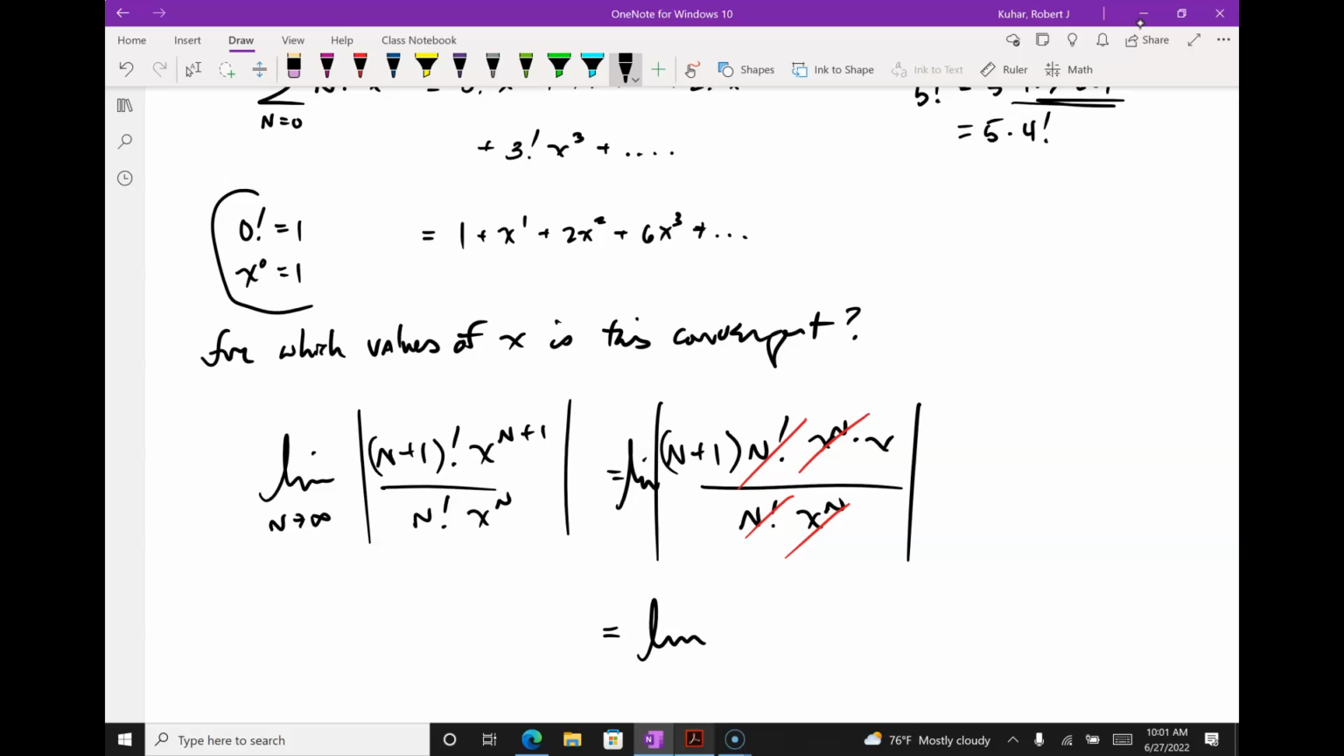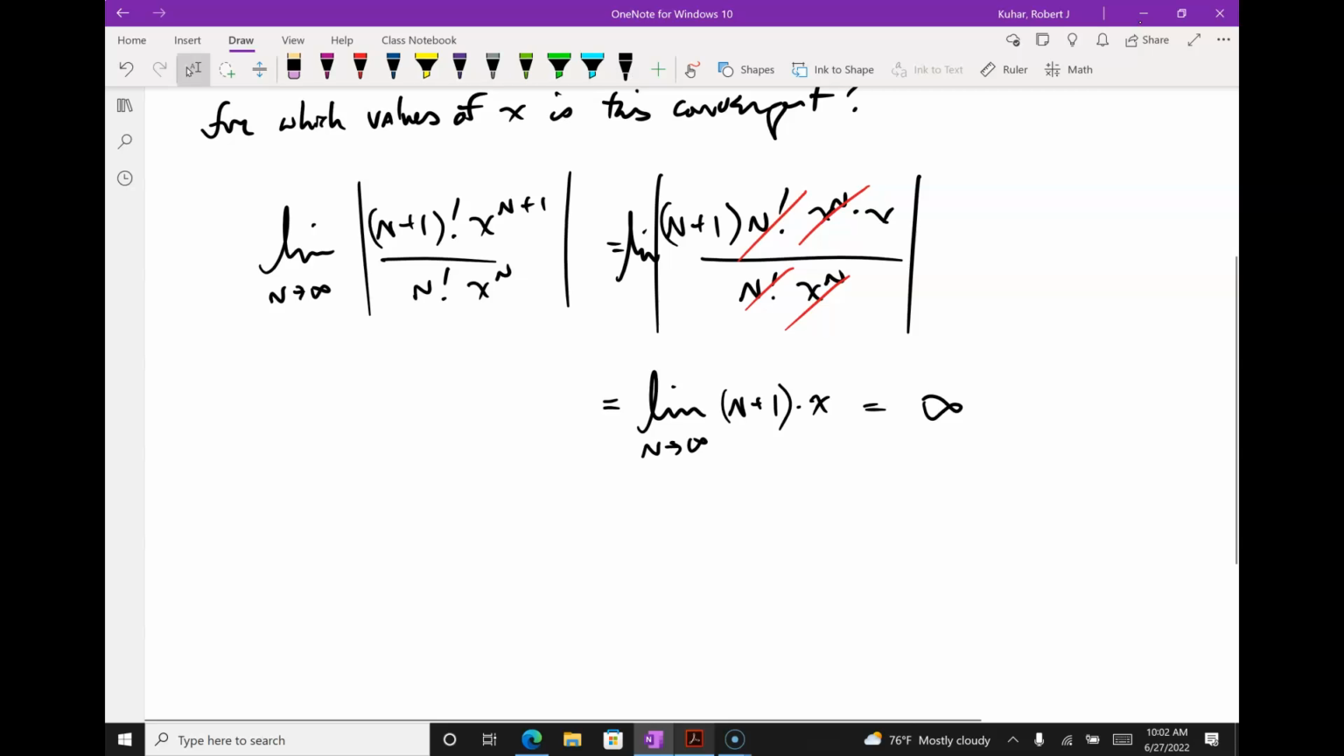What happens to the limit of n plus 1 times x as n goes to infinity? Where does this limit go? Where does n plus 1 go? Infinity. So I can get infinity out of this thing, right? Which means when I get the limit of infinity out of this, I only get convergence at the very, very center, okay?